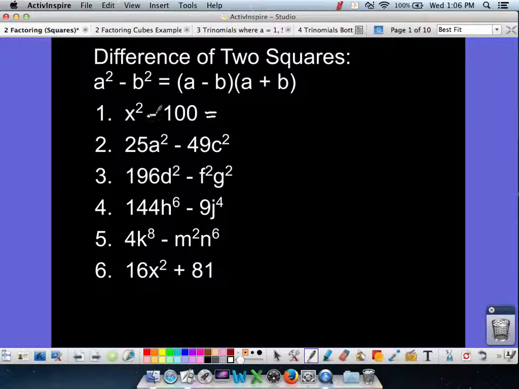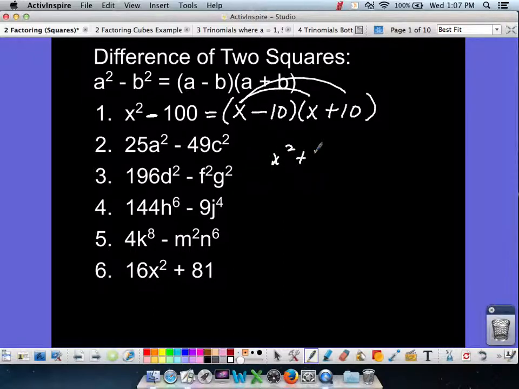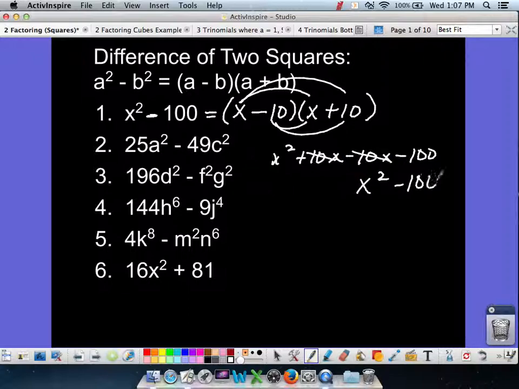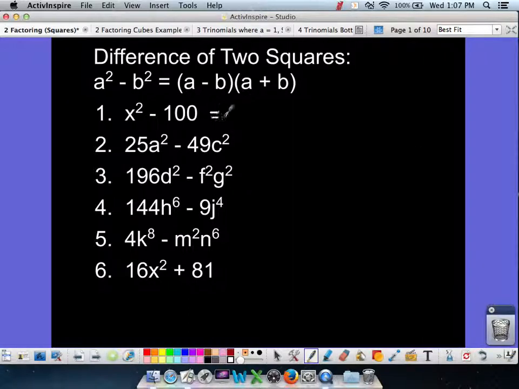In this binomial, I have the difference, and I have two perfect squares. What square gives you x squared? That would be x. Minus, what square gives you 100? 10. And the second parenthesis is the same thing. It would just be x plus 10. If you were to FOIL this out, you would have x squared, and then you have a positive 10x, minus 10x, and then lastly you will have minus 100. You'll notice that these two middle terms will always simplify, and you will end up with a squared minus b squared. So this first one is x minus 10 times x plus 10.